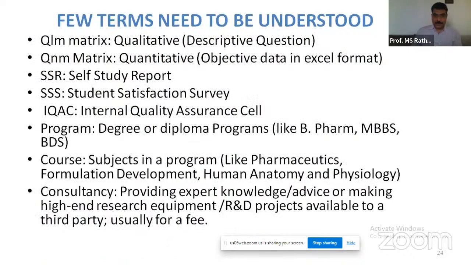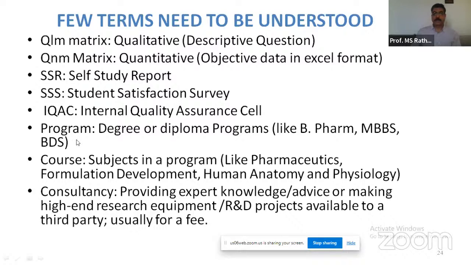So there are certain terms you would be frequently encountering. QLM, qualitative metrics, and QNM, quantitative metrics, I told you earlier. SSR means self-study report, that is comprising of both QLM and QNM, and a total of 55 questions would be comprising the SSR. Then the student satisfaction survey is there. IQAC I told you earlier. Now one thing that is to be known is the program.